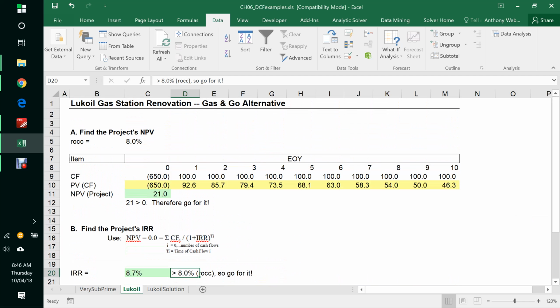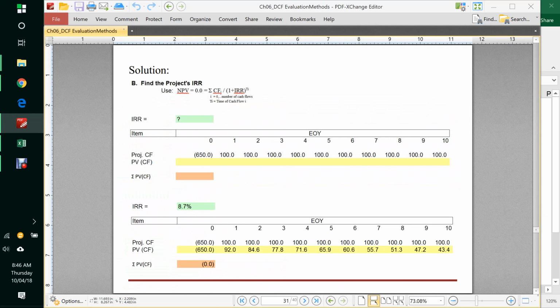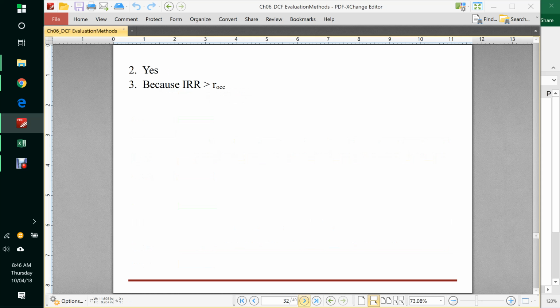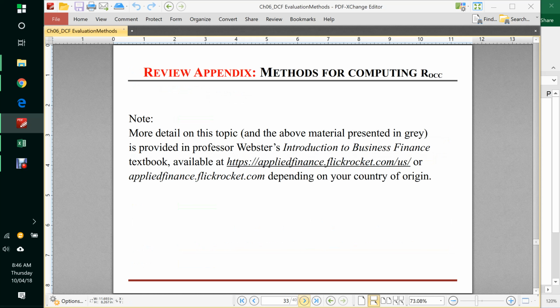Okay, so that's it for this chapter. There is more information here by way of an appendix on methods for computing opportunity cost of capital, but all of that is covered in great detail in Chapter 5. So I think it's a much smarter move to refer to the Chapter 5 lecture materials and videos.